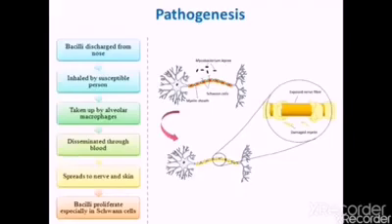Pathogenesis of Mycobacterium leprae. Bacilli are discharged from the nose of an infected person and they are inhaled by a susceptible person. Once they are taken up by alveolar macrophages, they disseminate through the hematogenous route and reach nerves and skin.